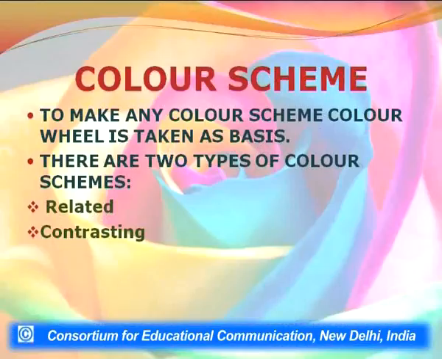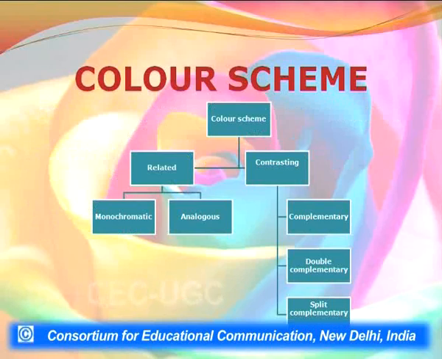Now after discussing all the 3 color systems, I would like to discuss with you the color scheme, because color schemes are basically based on the colors of the wheel as well as other characteristics like hue, value and intensity. So to make any color scheme, the color wheel is taken as the basis. There are 2 types of color schemes, related and contrasting. As the name suggests, related means the adjacent colors on a color wheel, and contrasting means the opposite colors of the color wheel, and I will discuss in detail in the next slide.